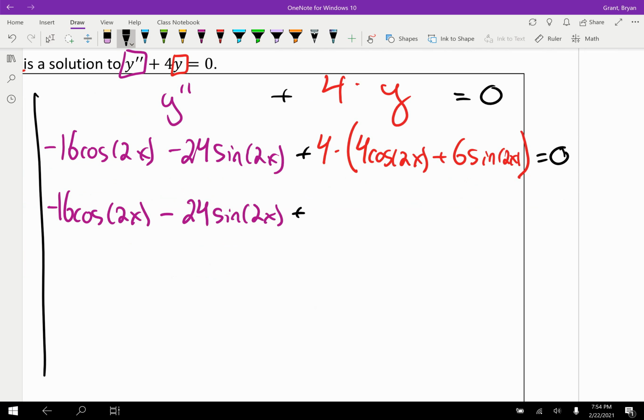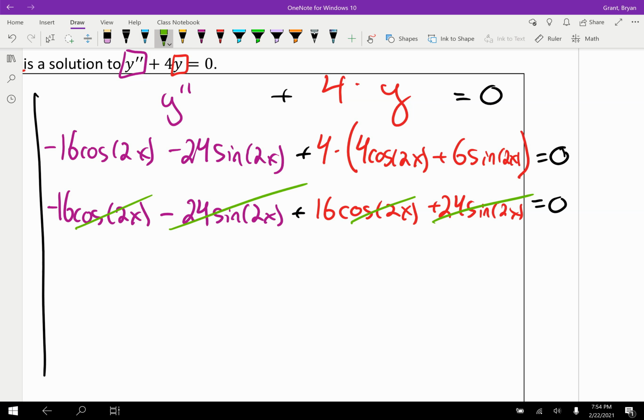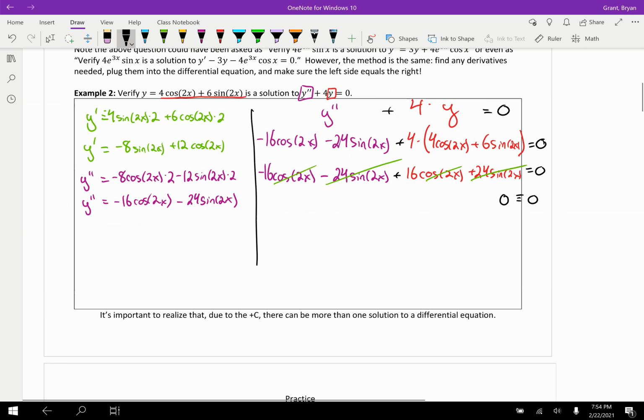Let's see, so 4 times 4 is going to give us 16 of these cosine of 2x's. And then 4 times 6 is 24 sine of 2x. Has to equal 0. Hopefully some things start to cancel, and I think they do. Negative 24 sine of 2x undoes the positive 24. Negative 16 undoes that. If they all disappear, it just leaves us with 0 equals 0. Thus, it is proved, QED, it is identical, and we are very excited.